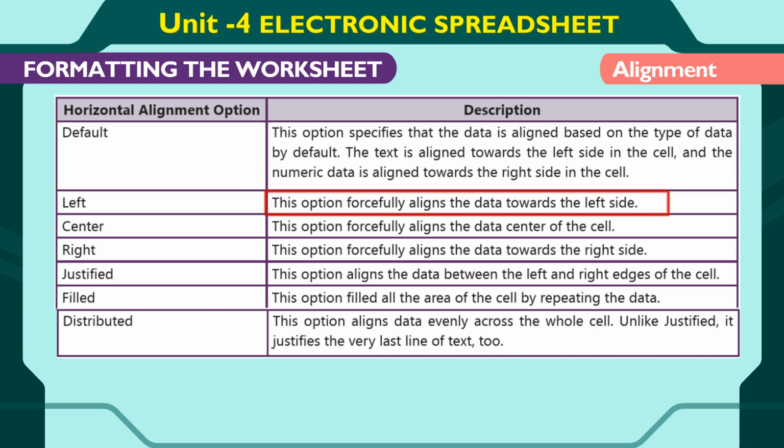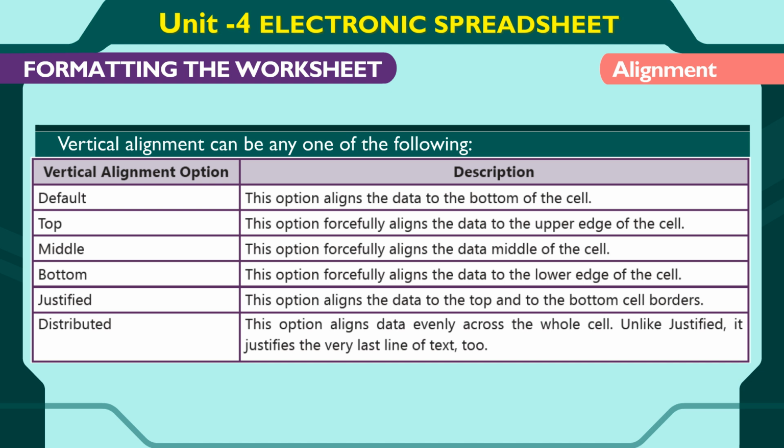Left. This option forcefully aligns the data towards the left side. Center. This option forcefully aligns the data to the center of the cell. Right. This option forcefully aligns the data towards the right side. Justified. This option aligns the data between the left and right edges of the cell. Filled. This option fills all the area of the cell by repeating the data. Distributed. This option aligns data evenly across the whole cell. Unlike justified, it justifies the very last line of text too.